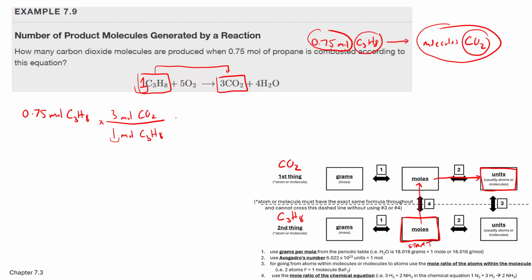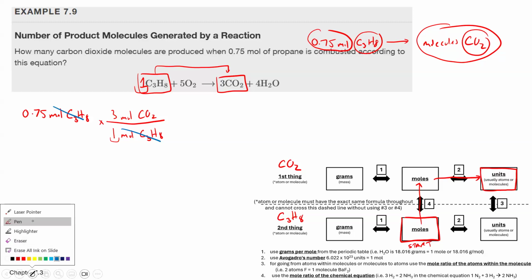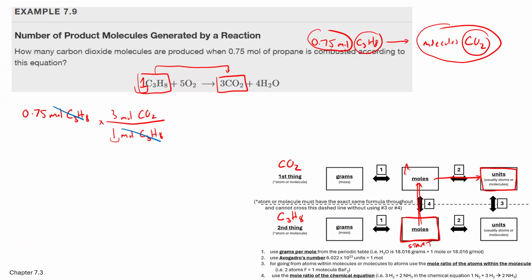All right, then let's continue. Let's cancel out what's supposed to cancel out so far. Moles of propane, moles of propane. All right, that leaves now moles of CO2 up top. So let's continue. So now we are here at moles of CO2. Now we need to go to molecules of CO2. So we need to use number 2.